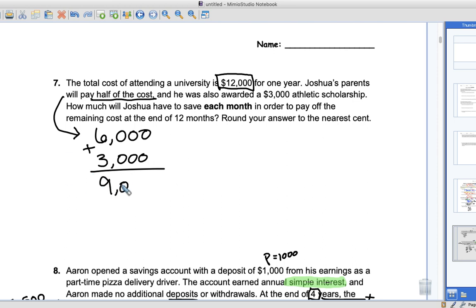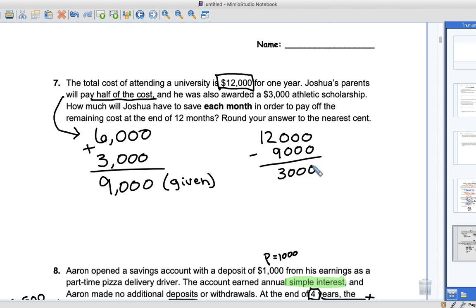$9,000. $6,000 from his parents, $3,000 from the sports team. Okay. So how much does he still owe? 3,000. Very good. How did you get that? You subtract. 12,000 minus 9,000 is going to give us a remaining balance of 3,000, which is how much he still owes.